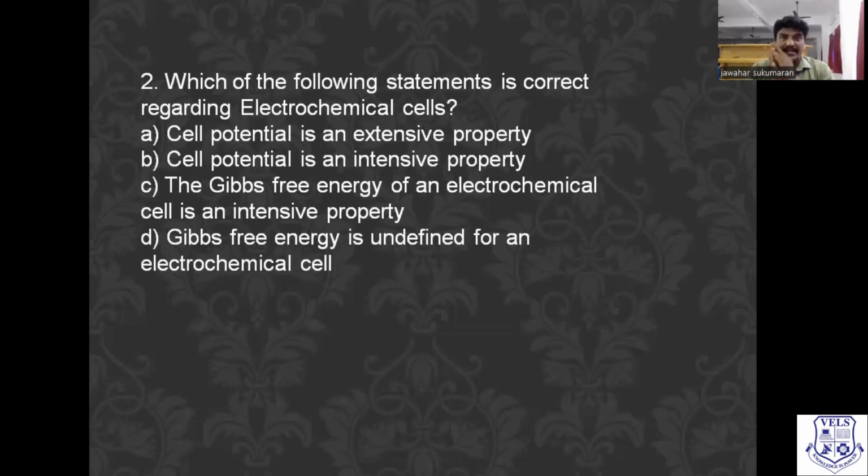Cell potential is an intensive property is the correct answer, because it is independent of the amount of material present. Gibbs free energy is defined for an electrochemical cell and is an extensive property, as it depends on the quantity of the material. Cell potential is an intensive property is the correct answer.